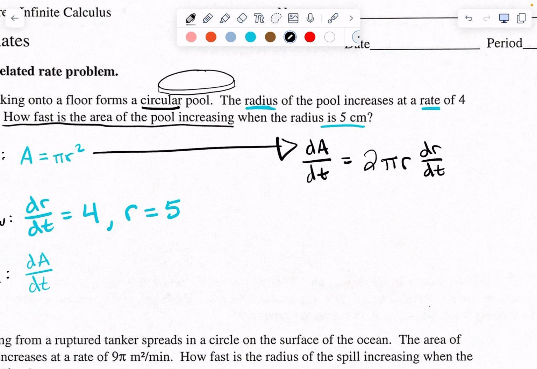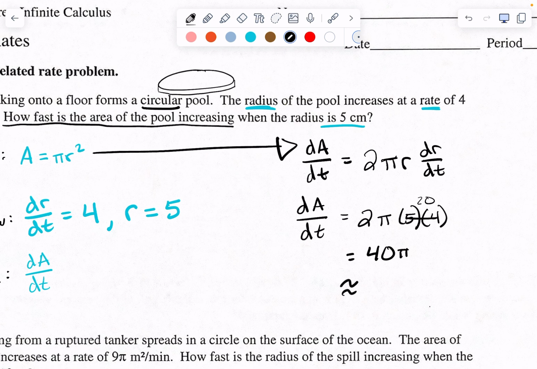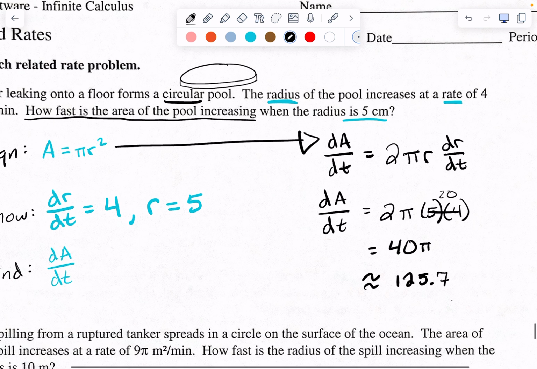Now we plug stuff in. We are trying to find dA/dt, so that is nice. It equals 2 pi, the radius is 5, dr/dt is 4. We don't have to do any hard work. 5 times 4 is 20, and 20 times 2 is 40 pi. Approximately 125.7. And this is the area changing. So what's that? The rate that the area changes.